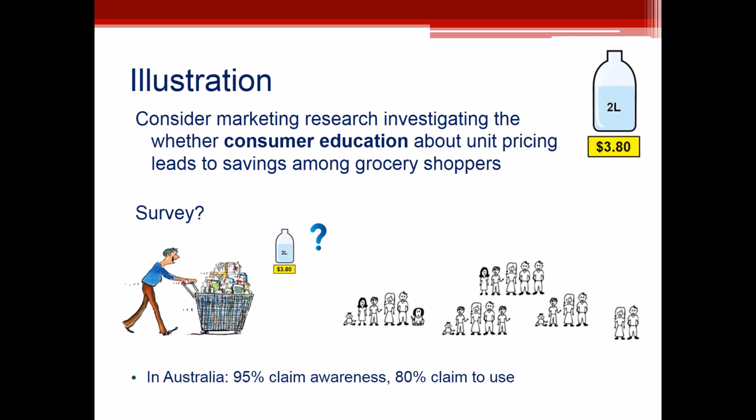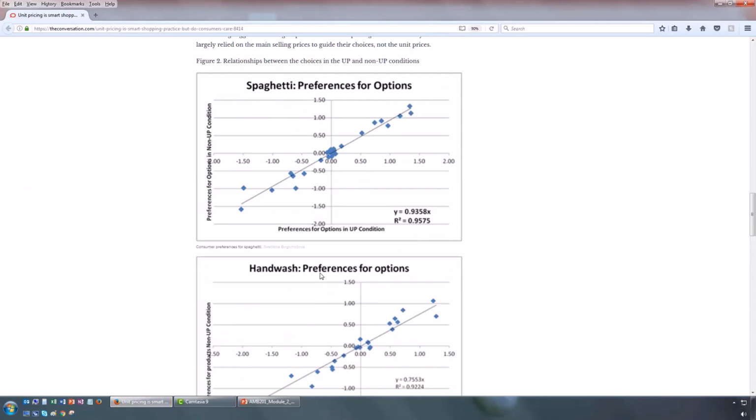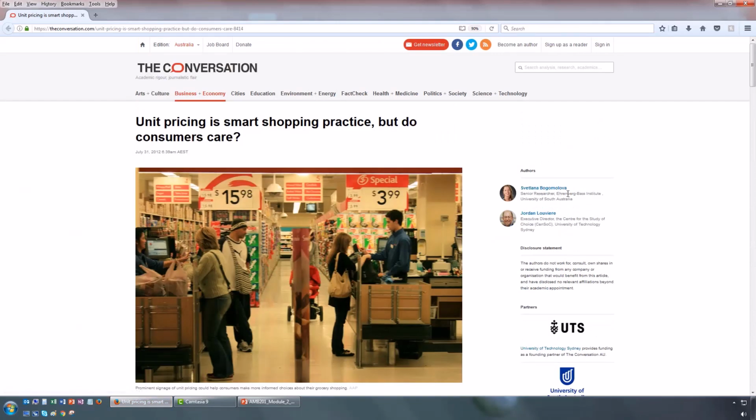If you compare those to the sorts of figures you see in countries like the US and the UK, they're really quite high. In those other areas, it can be as low as 1/3 of people actually report using unit pricing. One issue that we can identify with these Australian figures, though, is that social desirability may play into that. So I've got a study here that I'll place up in the learning resources that was conducted by Svetlana Bogomolova at the University of South Australia a few years ago.